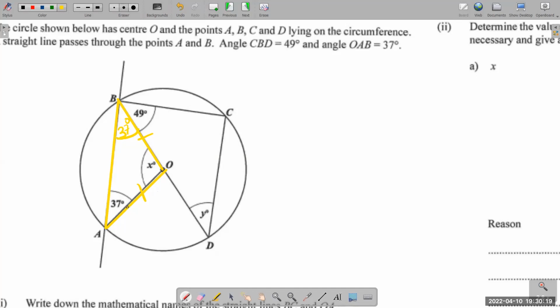Okay, good. What's the next thing you are seeing? Anybody seeing the diameter rule? The 90 degrees, the angle on the diameter?